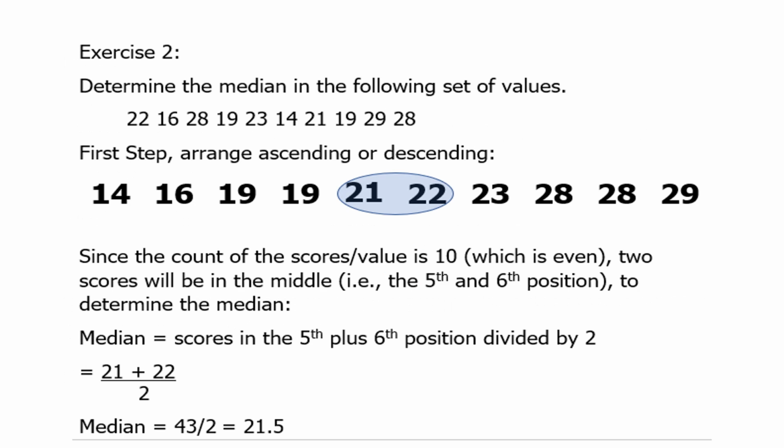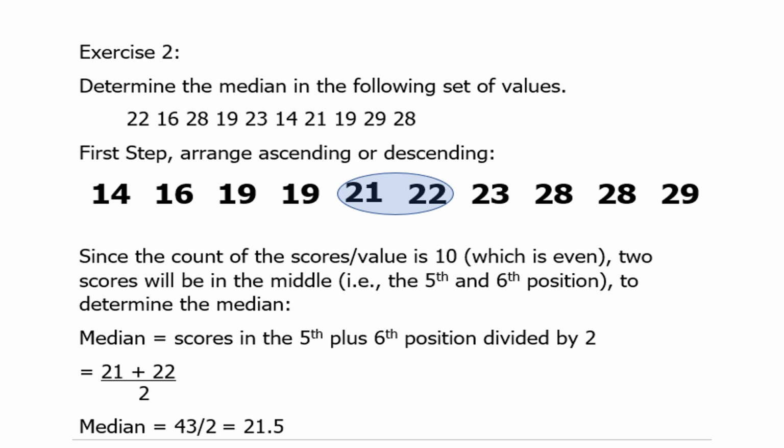Given the set of scores, again we have to arrange them chronologically, ascending or descending. In this case, the count of scores in this distribution is 10, which is even, meaning that there will be 2 scores in the middle, which are the 5th and the 6th positions. To identify the median, we add these 2 numbers together, then divide by 2, which is 21 plus 22 divided by 2. This gives us 43 divided by 2, and our median is 21.5.